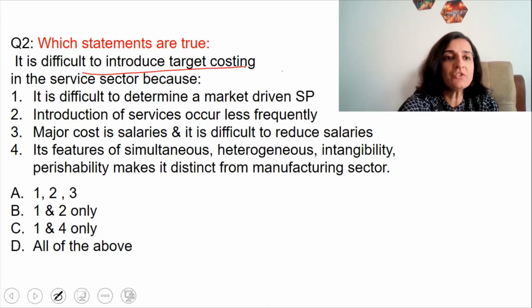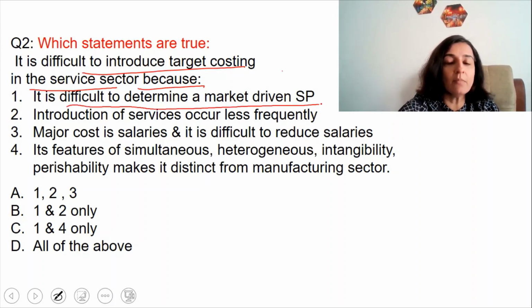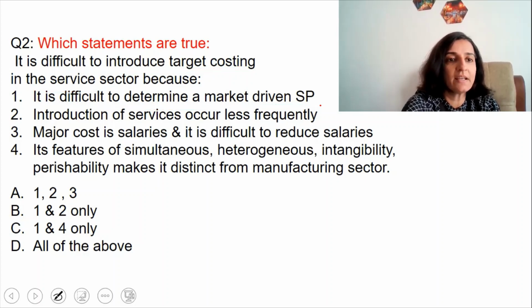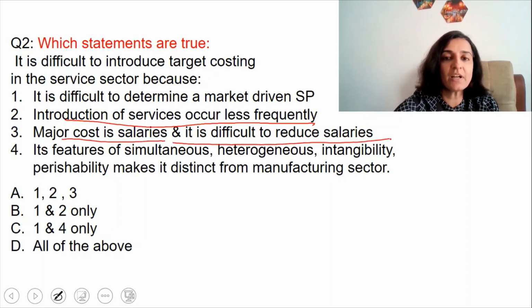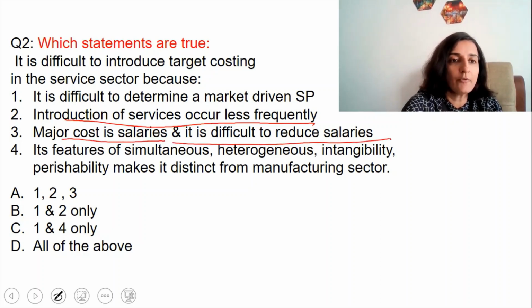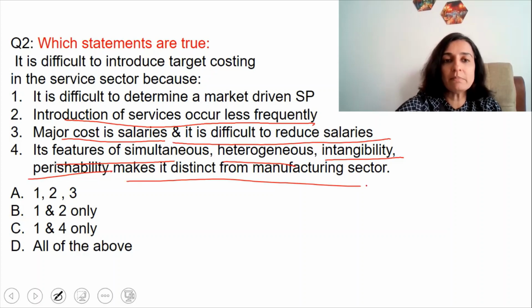It is difficult to introduce target costing in the service sector because, one, it is difficult to determine a market-driven selling price. Two, introduction of services occurs less frequently. Three, major cost is salaries, and it is difficult to reduce salaries. Four, its features of simultaneous, heterogeneous, intangibility, perishability make it distinct from the manufacturing sector. So we have to see which of these statements are true.